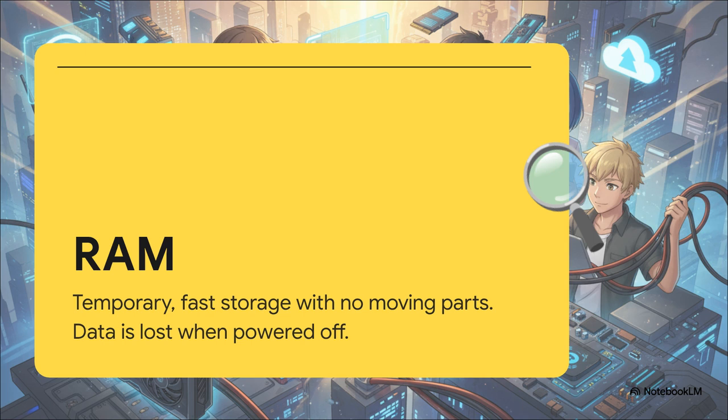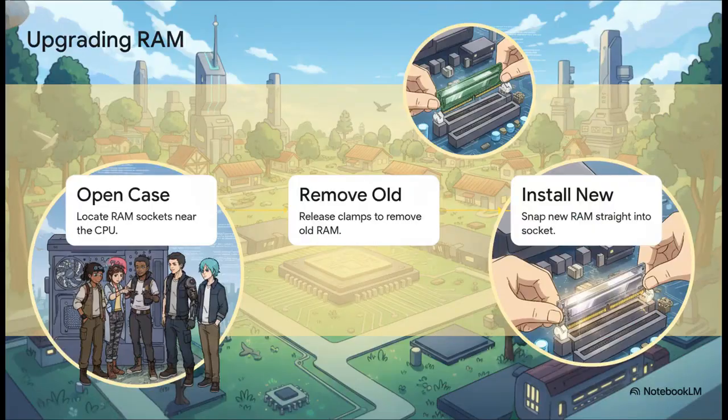But as our definition notes, it is volatile. That means when the sun goes down and the power turns off, everyone goes home and all that temporary data is lost. So when you want more space for the village to work without bumping into each other, you add more RAM. Just be totally sure you get the specific DDR type, like DDR2 or DDR3, that exactly matches what your motherboard supports.